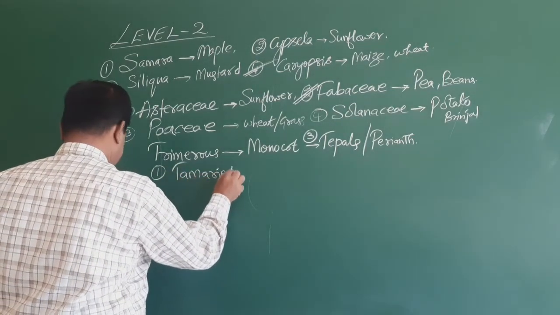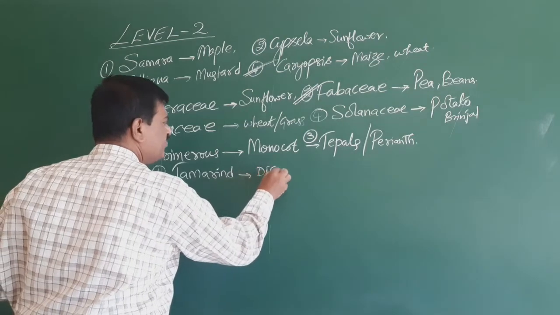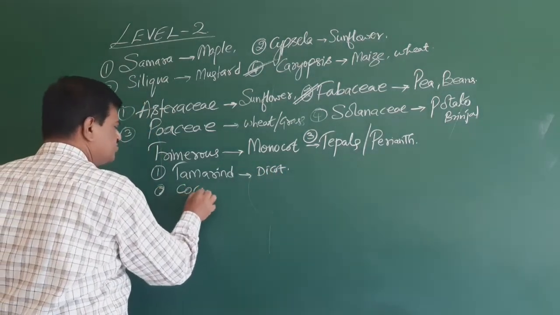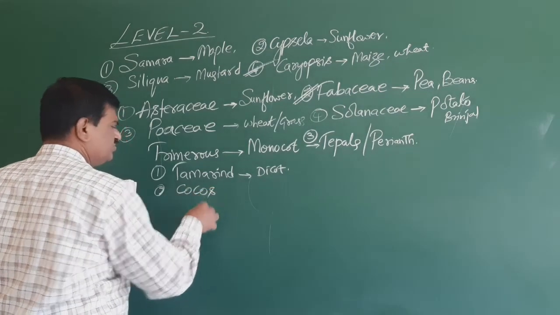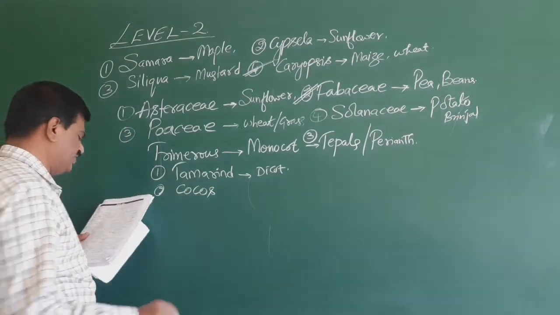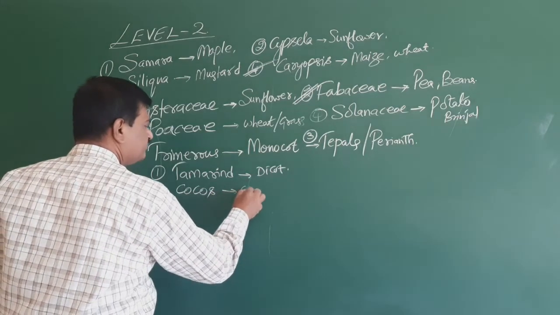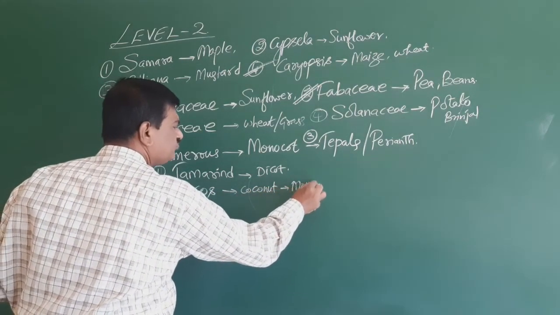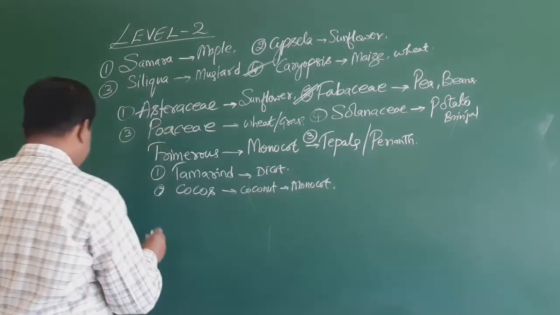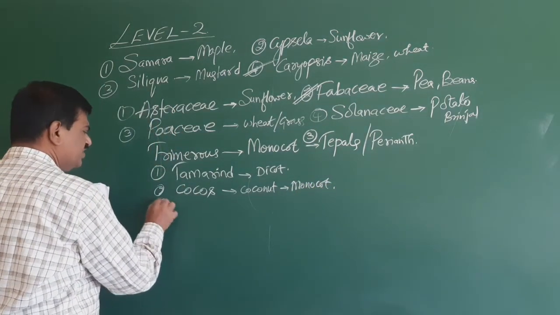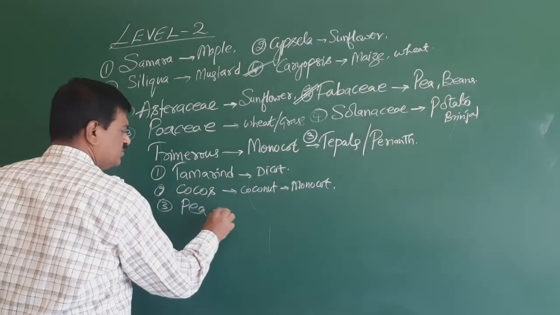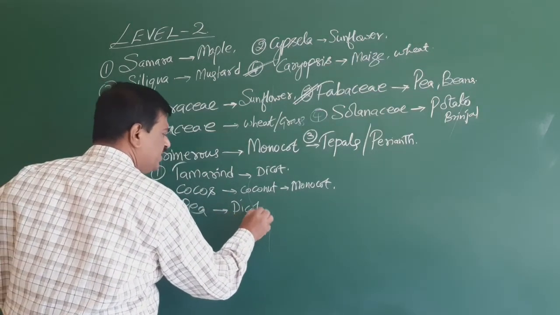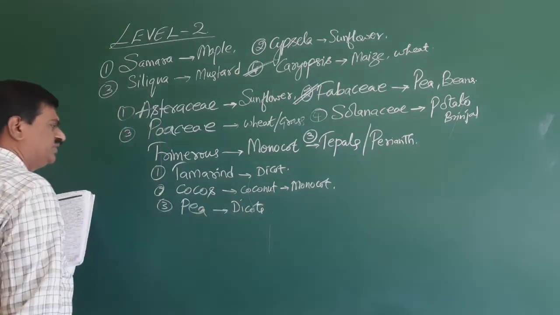Tamarind. So this tamarind is a dicot. The second one is Cocos nucifera, called coconut, and this is a monocot. And the third one is pea. Pea as well as beans come under dicots.